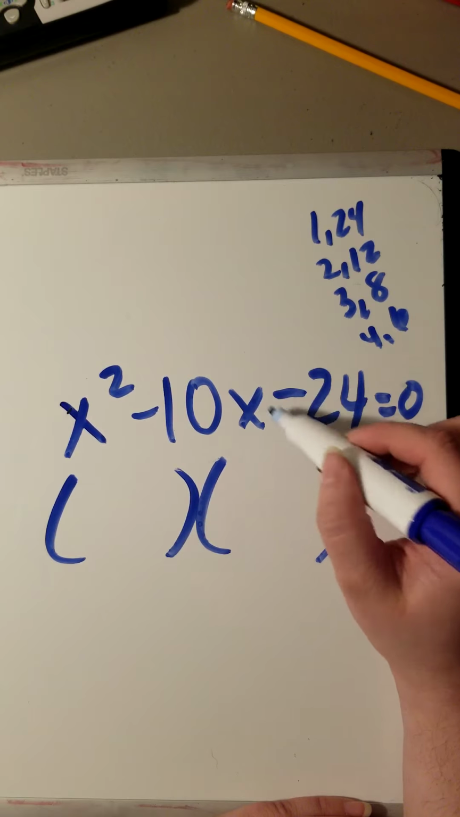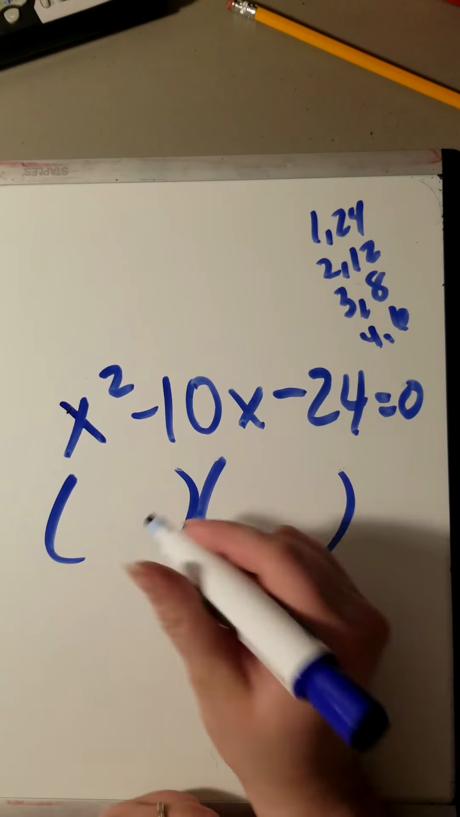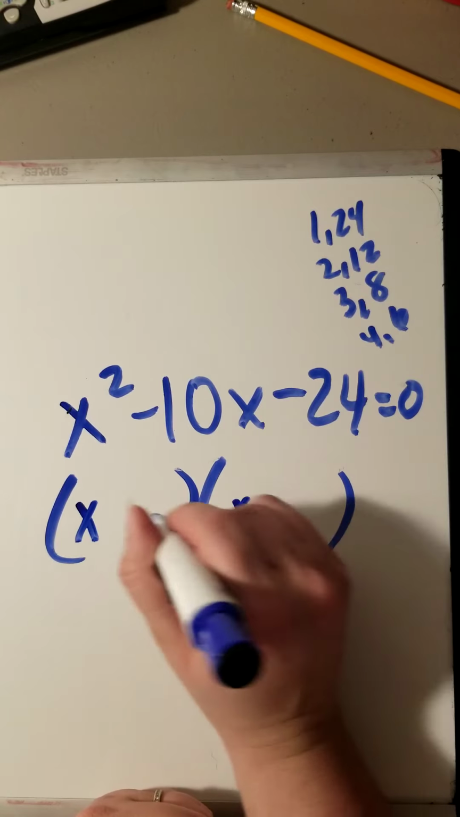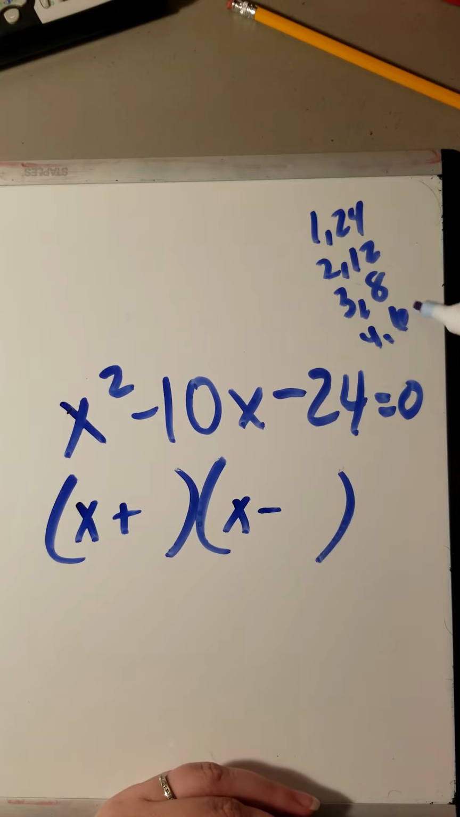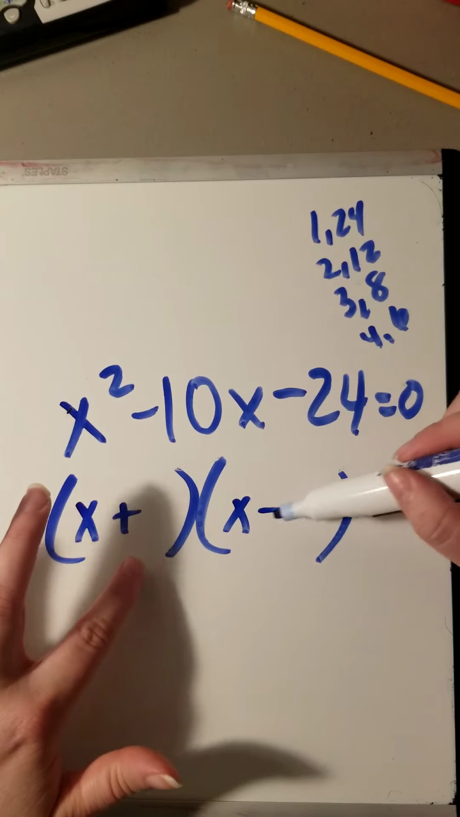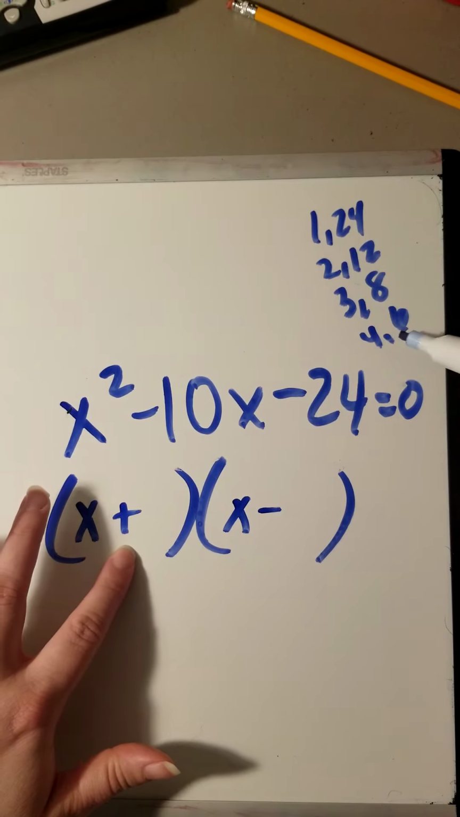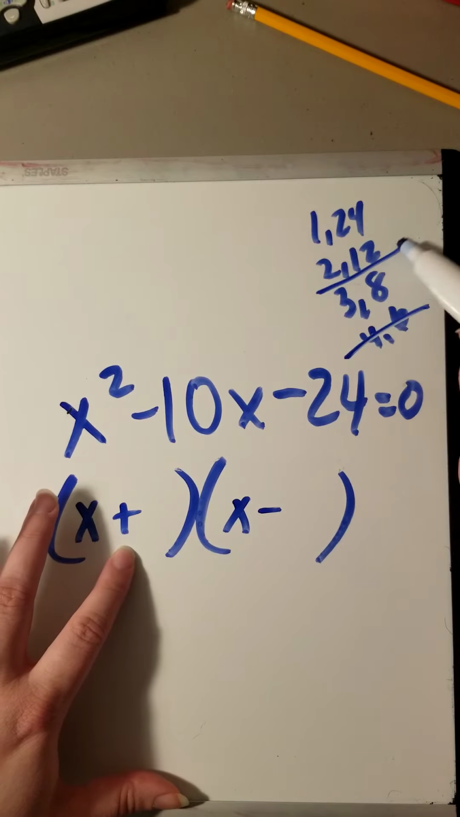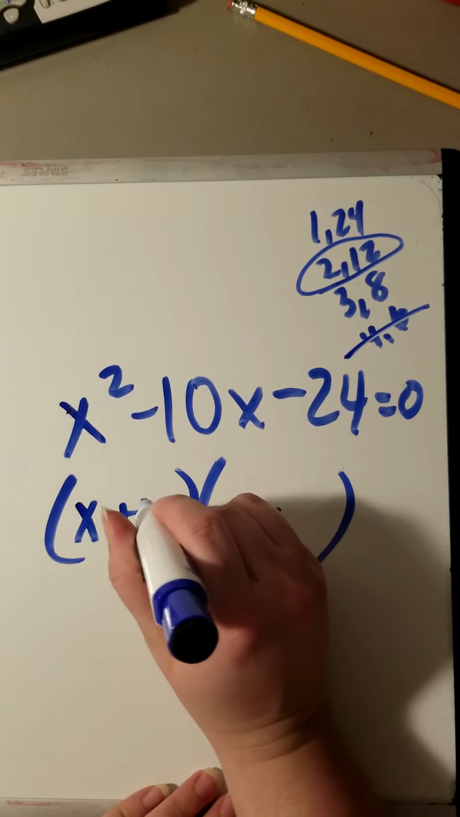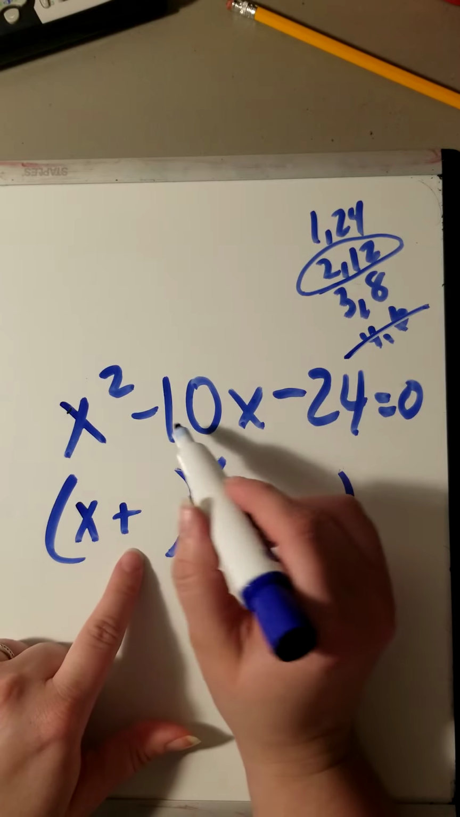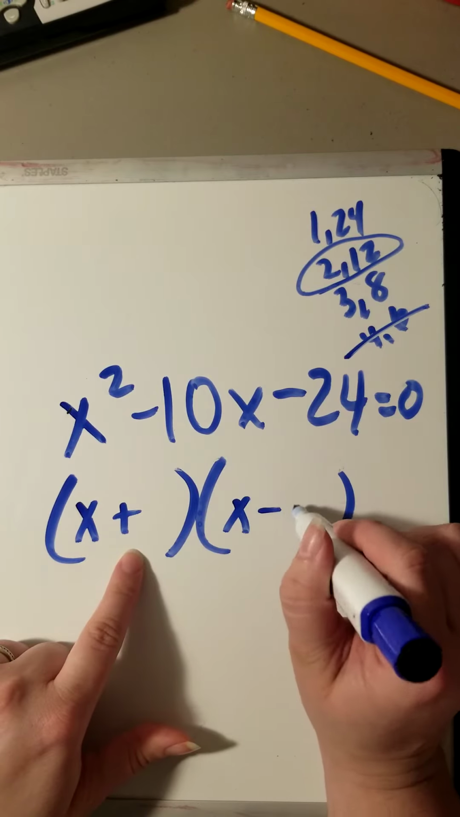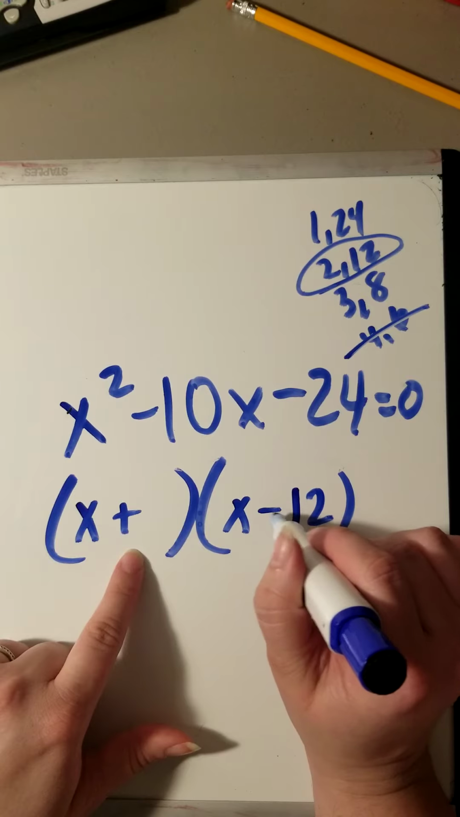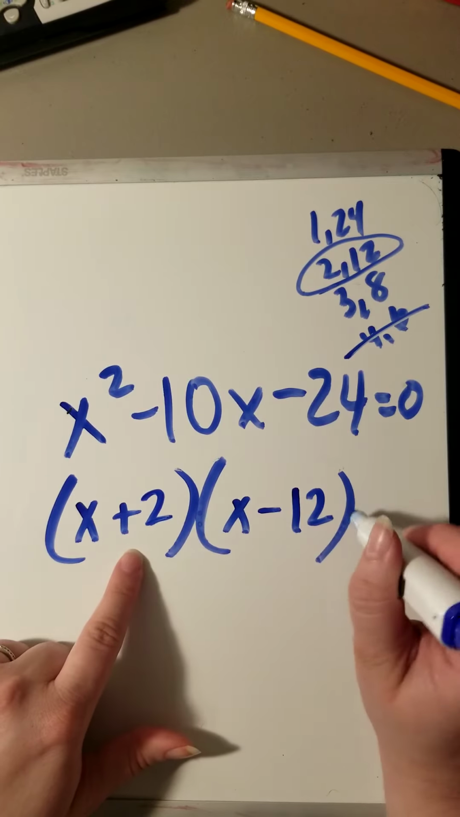Now, knowing that this is a negative on the end means that one of these has to be positive and one of them has to be negative. So that being said, I couldn't really use 4 and 6 because one of them has to be positive and one has to be negative. That would not get me to 10. So this one's going to be out. And the only one I can use is this 2 and 12. So in order for this to be a negative 10, the negative would have to go with the 12 and the positive with the 2.